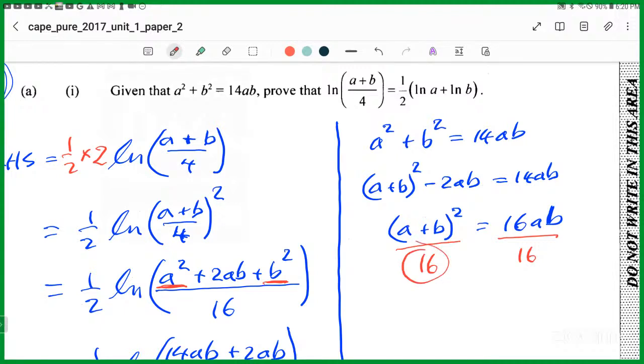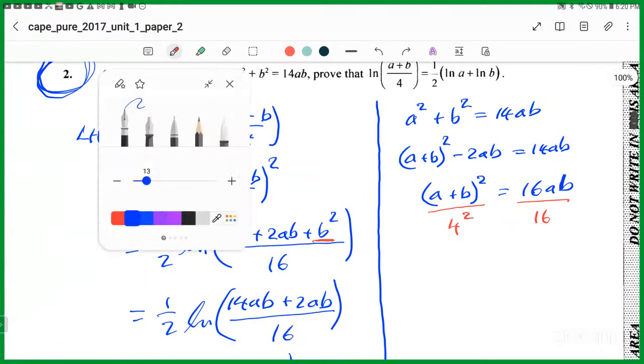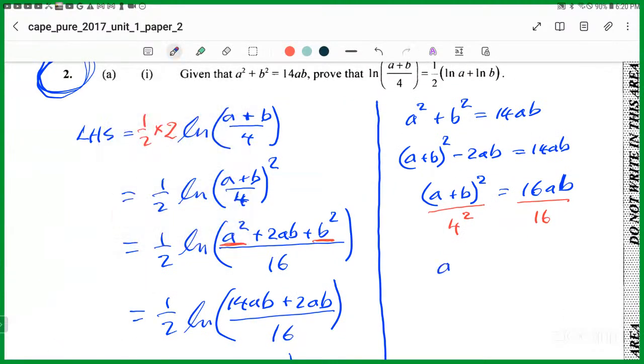Instead of writing 16, I'm going to write 4 squared. Because this numerator is squared and this denominator is also squared, I can consolidate these and put both under the square. And so I'm going to get a plus b all over 4, squared, is now equal to this. 16 cancels this 16, and so I'm getting just ab.